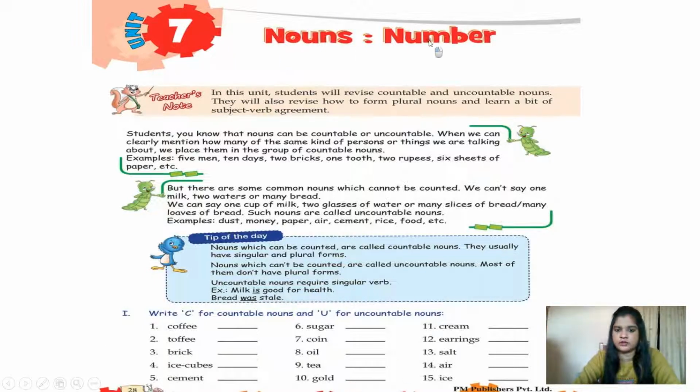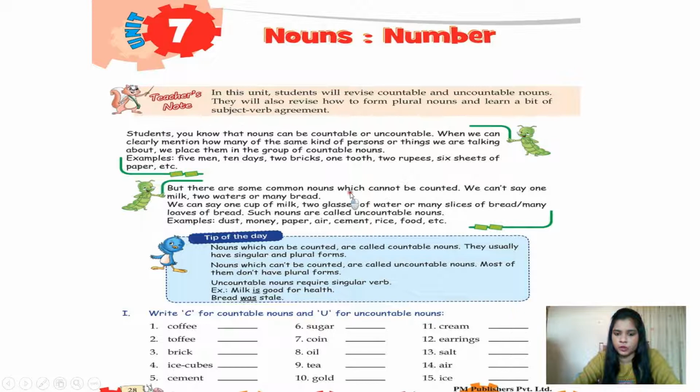Unit 7, Nouns Number. Okay, it is for teachers. Come here. Students, you know that nouns can be countable or uncountable. When we can clearly mention how many of the same kind of persons or things we are talking about, we place them in the group of countable nouns. It is very simple. The things, persons, whatever we can count, are known as countable nouns. The things which can be counted, okay? Examples: 5 men, 10 days, 2 bricks, 1 tooth, 2 rupees, 6 sheets of paper, etc. Children, these things we can count, so they are known as countable nouns.